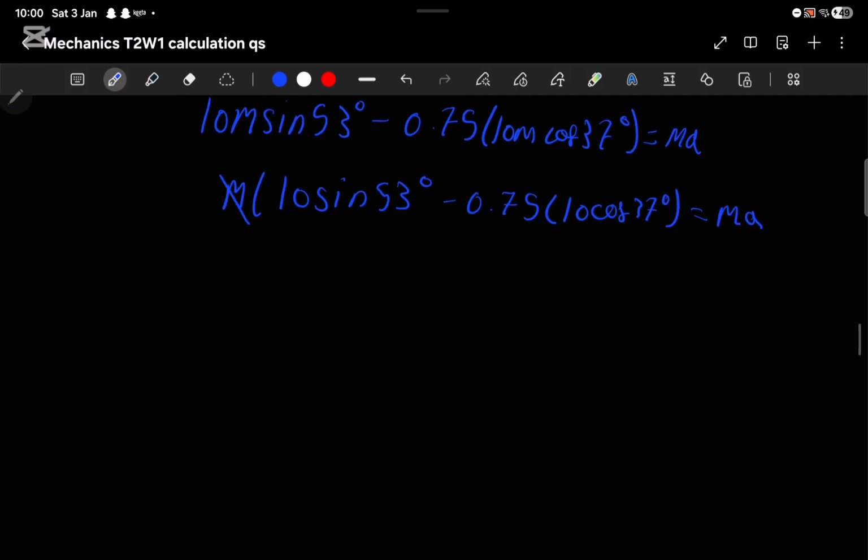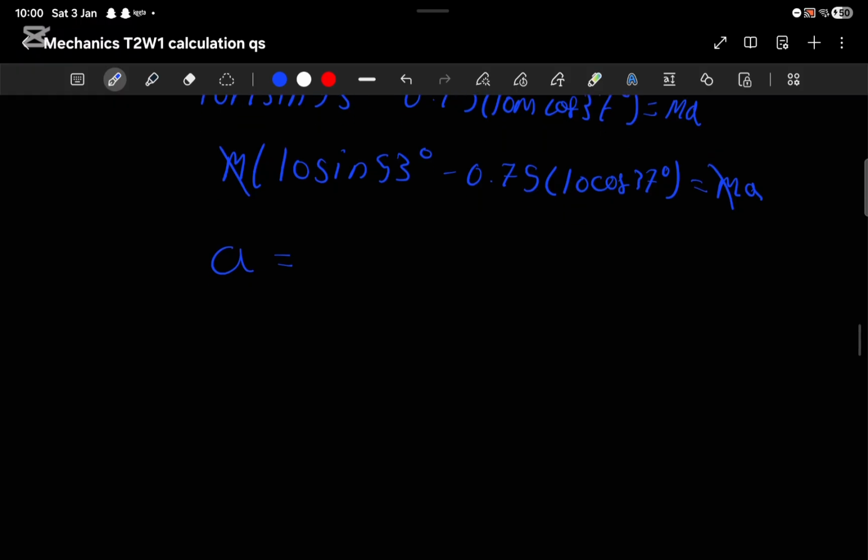Okay, now m and m will cancel out. This is why I wanted to factor out m. So now do this on your calculator. a is equal to 10 sine 53. By the way, remember the brackets. The brackets can change the answer here. 0.75, open the bracket, 10 cosine 37, close the bracket twice.